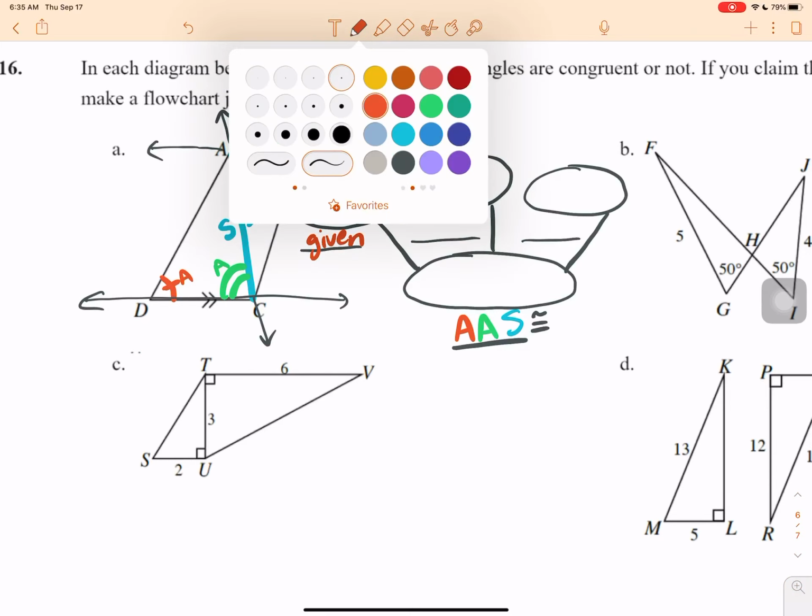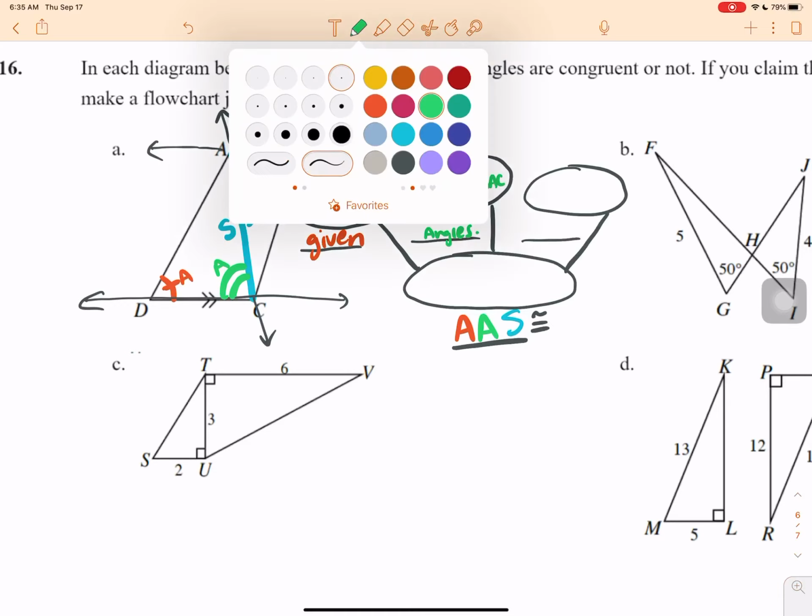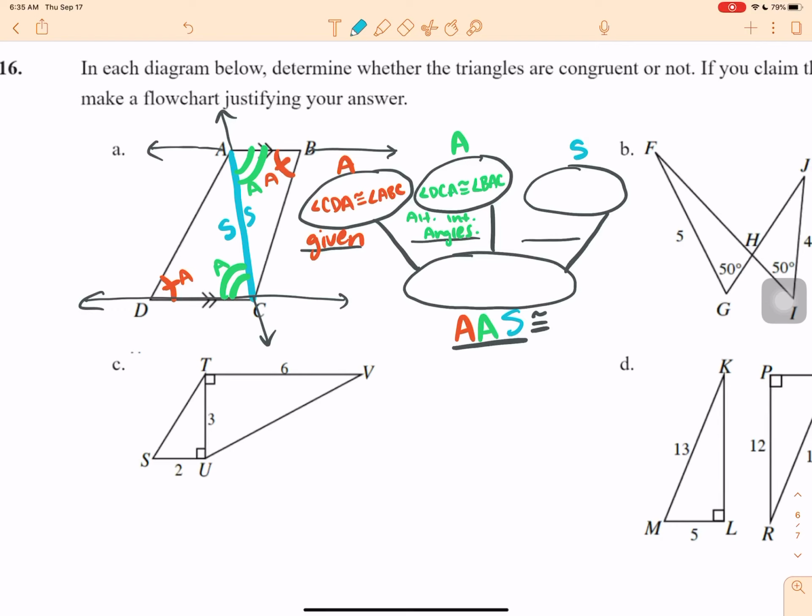And now we have the green angle, which was not marked for us, but we know angle DCA is congruent to angle BAC. And that one is by alternate interior angles. Okay, we know that to be true because we had those parallel lines. So then for S, the side, we want to say AC, and then technically we have to flip it because A is next to the green angle, so now we have to say C is next to the green angle. So it's going to be AC is congruent to CA by reflexive property.